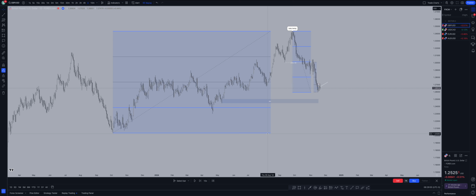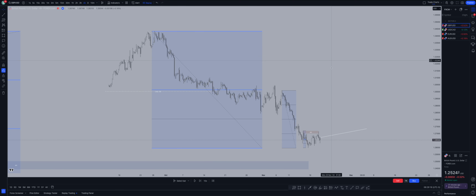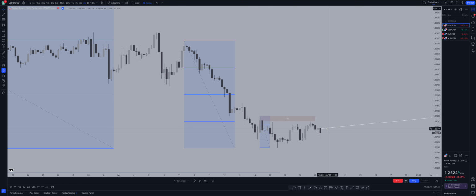To everyone watching, we're going to be doing the end of day recap for Wednesday, the 20th of November, starting off with GU. Daily swing is bullish, daily internal is bearish, 4 hour is bearish. And let's take a look and see what played out in our session.